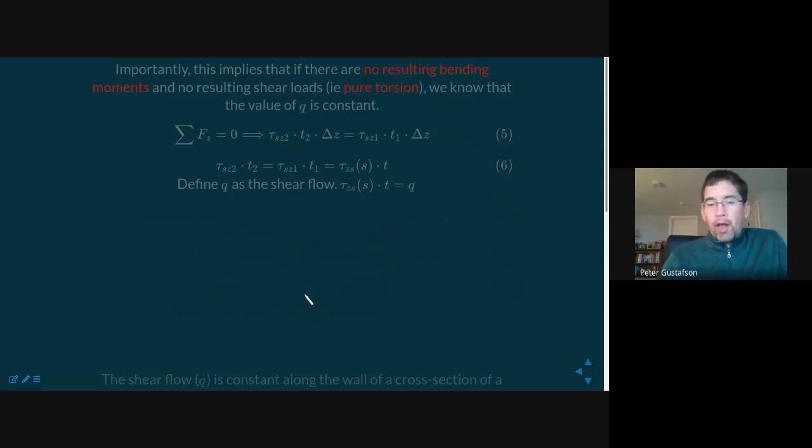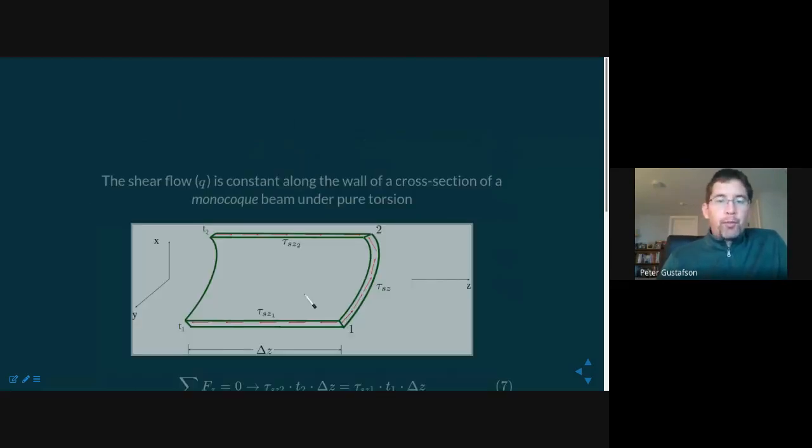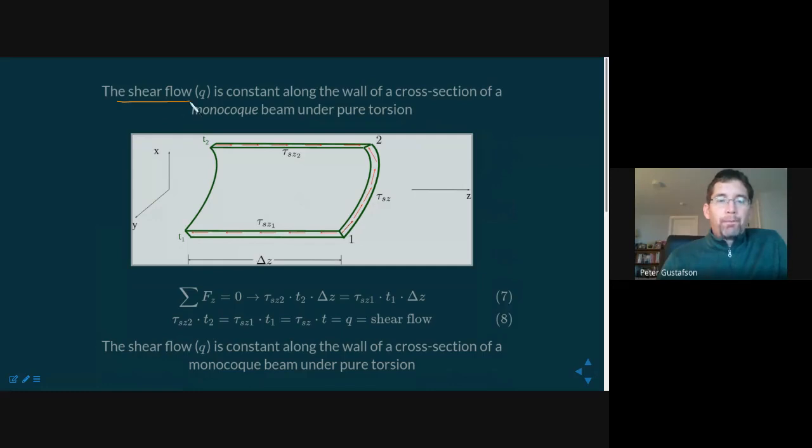Okay, and we really just have a few minutes left here. So in summary, what we find is that the shear flow, and again, we're calling that Q, is constant along the wall of a cross section of a monocoque beam under pure torsion. So this is a thin-walled beam under pure torsion. You're going to have a constant shear flow. And again, in your mind, what does that mean? That means shear flow, shear stress times thickness, is what's constant. So if thickness changes, shear stress changes. If shear stress changes, thickness changes, and so forth.